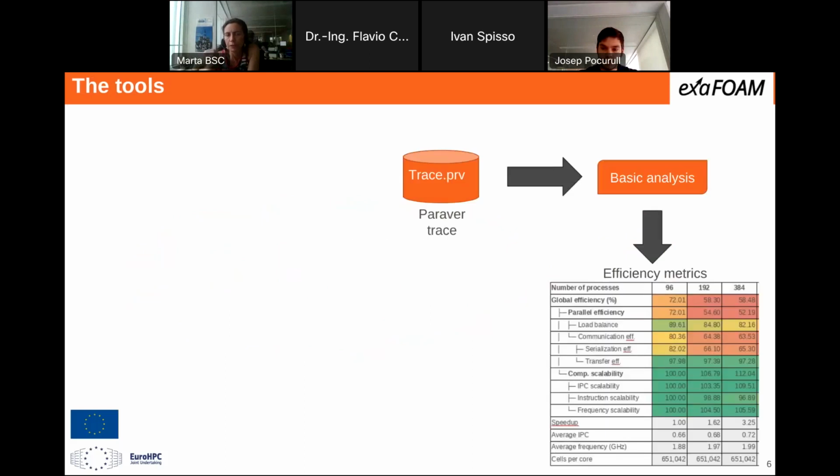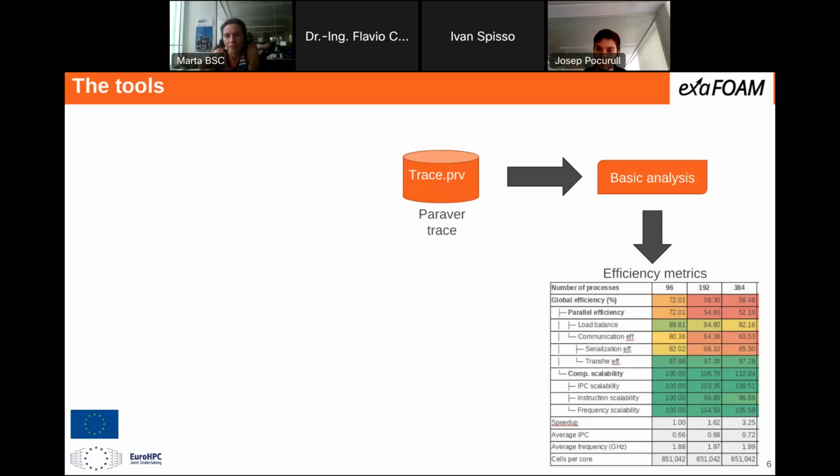So next, please. From this trace, one of the first things that we can do is use a tool that we call the basic analysis. This tool provides us some kind of table like the one that you are seeing below. This table has the different efficiency metrics that we have defined in our methodology. These efficiency metrics tell us where to look.